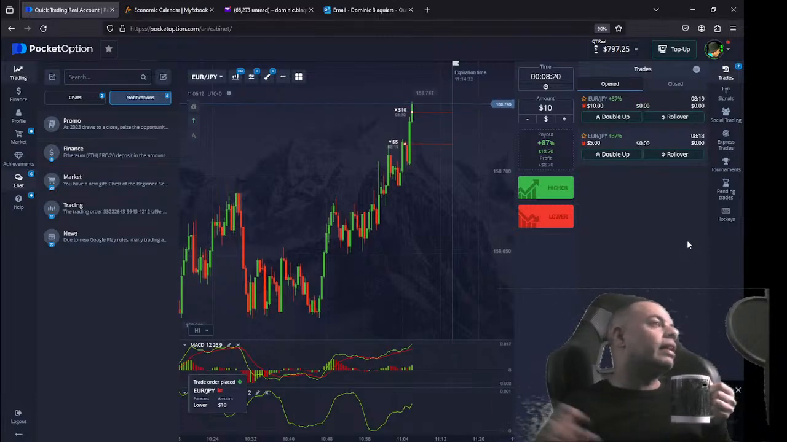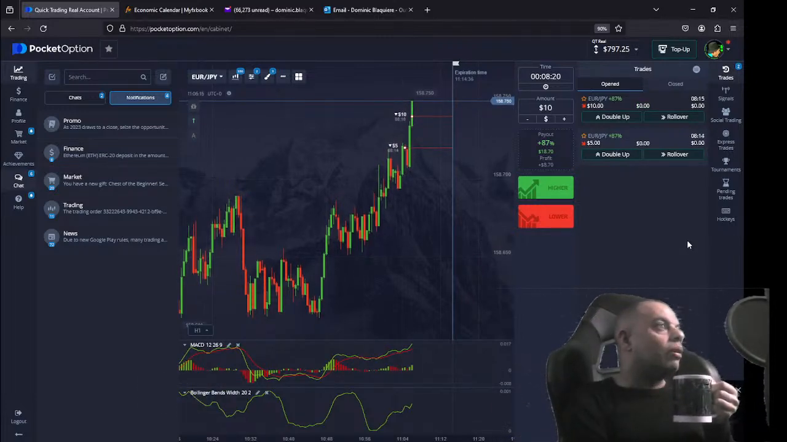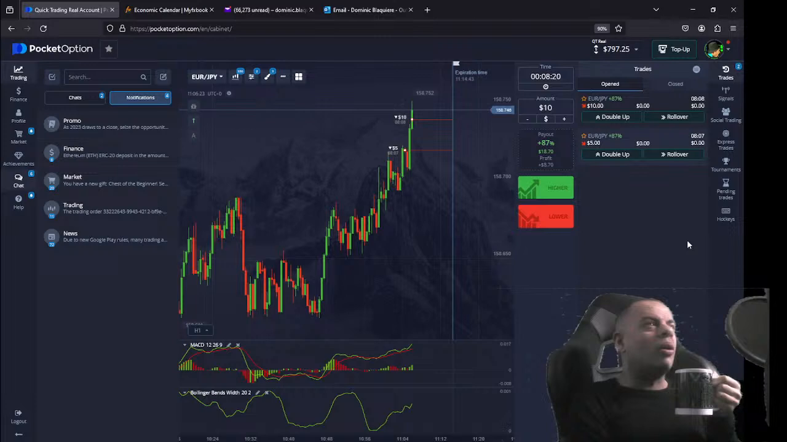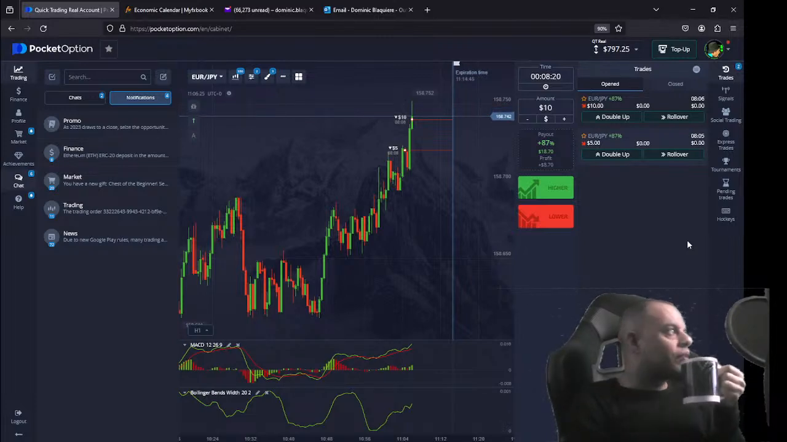Okay, so I've gone in there. Now, it may well be that these two trades don't come through. It may well be. Who knows? But we're going to wait and see what happens. And whether we are successful with them or not, it's not a major loss. Okay?